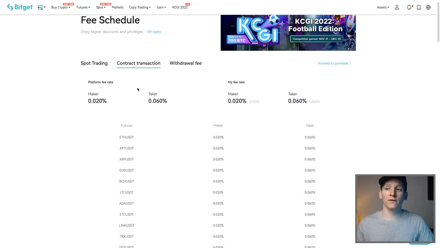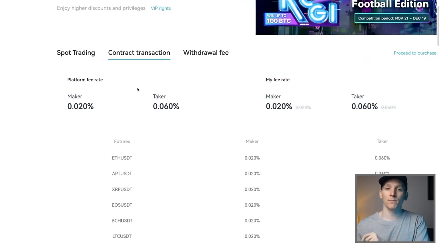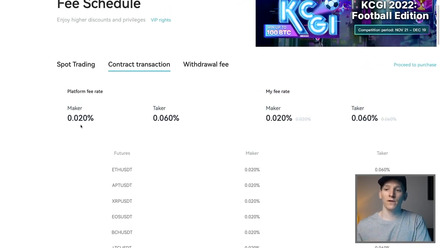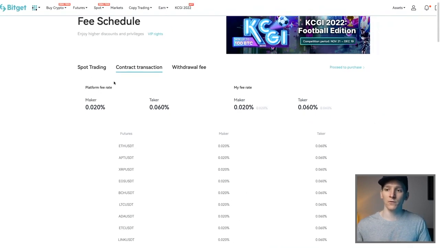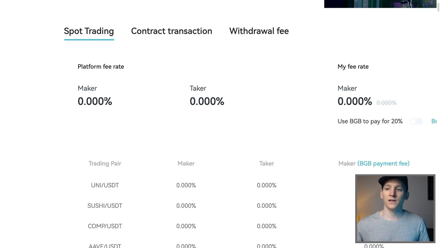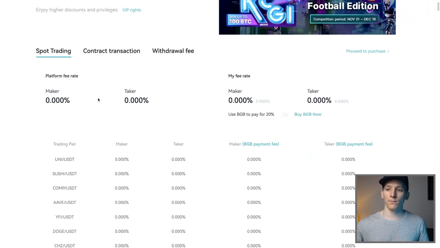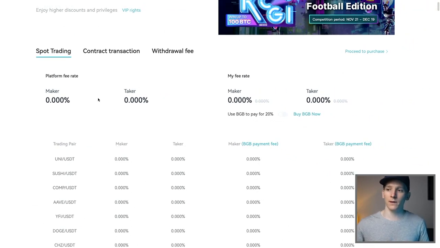Right now I'll firstly look at the fees. So as you can see for the futures market, if you trade futures, these are the fees right here. These are very low and in line with what you'll pay on other platforms as well. In the spot market, they're actually giving free trading right now in the entire spot market, which is very good, but probably a limited time offer.